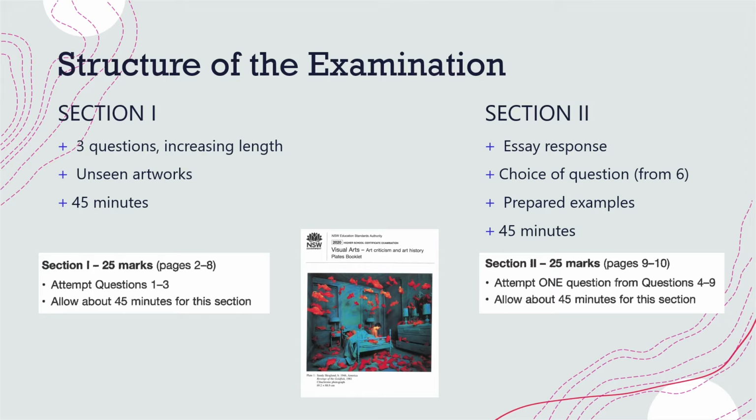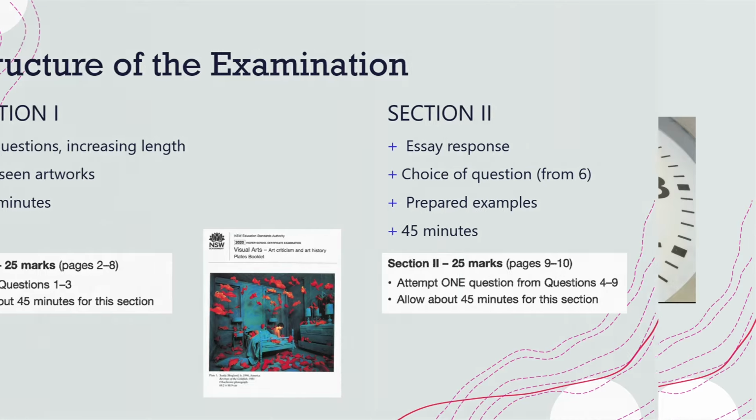The HSC Visual Arts examination is made up of two sections. Section 1 comprises 3 questions of increasing length. The format of this section will be familiar to you, as all exams from Year 9 upwards are based on this arrangement. The questions relate to unseen artwork examples provided in the plates booklet, which is usually separate to the exam. You are expected to complete Section 1 in 45 minutes. Section 2 is an extended essay response. You will choose a question from a possible 6 options, using your own prepared examples to answer within 45 minutes.